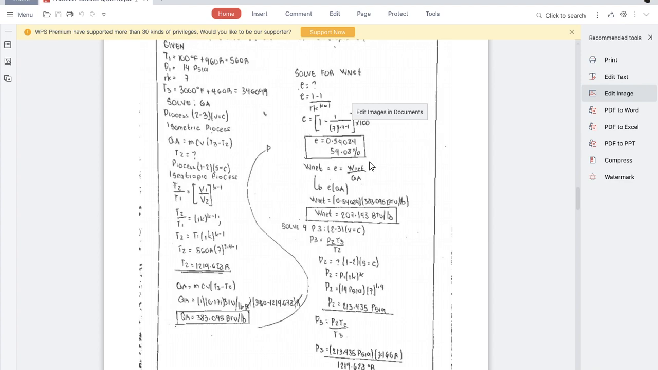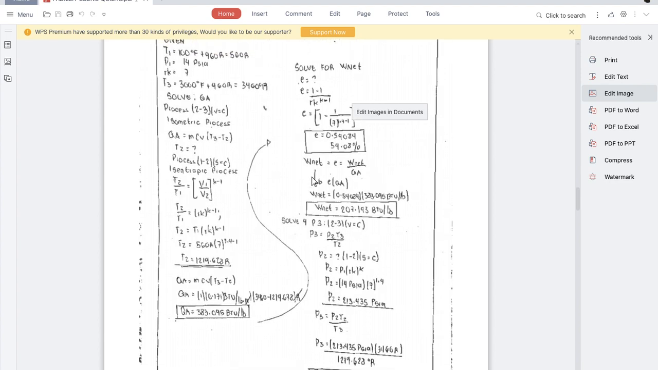Next, we get the Wnet. For the Wnet, the formula is e equal to Wnet over QA. Wnet equal to 0.54084 multiplied by 383.095 BTU per pound. The answer for Wnet is 207.193 BTU per pound.